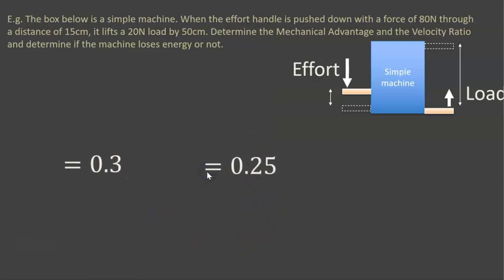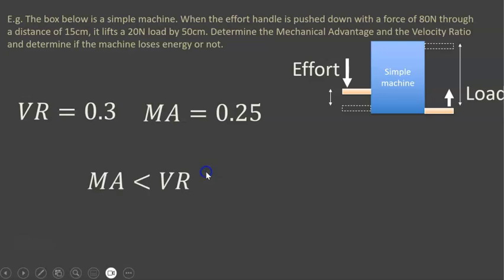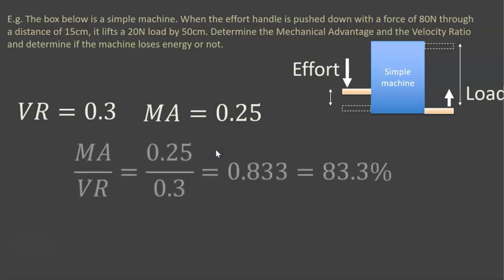So what does that mean? It means that obviously energy cannot be conserved there, so that they're not the same value. So energy must be lost. Just comparing those, if I look at what the mechanical advantage could be if there was no energy lost, then a quick ratio there, dividing one by the other, 0.833, that's 83.3%.